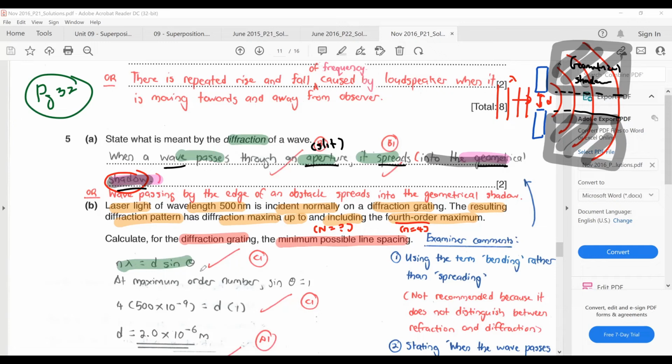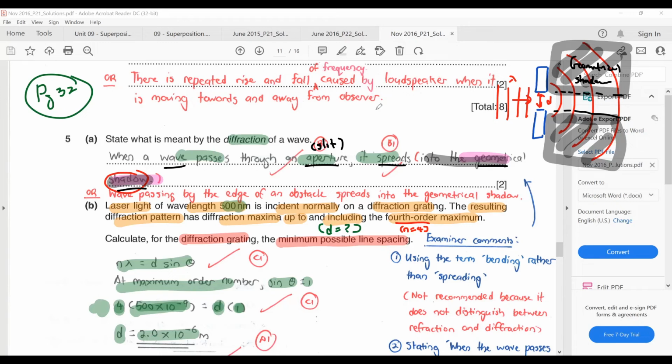N lambda is d sine theta. I know that for the maximum order number, sine theta will be equal to 1. So 4 times 500 times 10 power minus 9 equals d multiplied by 1. Oh sorry, just now I made a mistake here. The minimum possible line spacing isn't big N, it's actually asking for d, sorry, my mistake. Okay, they're asking for d itself. So back to this equation, 4 times 500 times 10 power minus 9 equals d times 1. You're going to get d equals 2 times 10 power minus 6 meter.